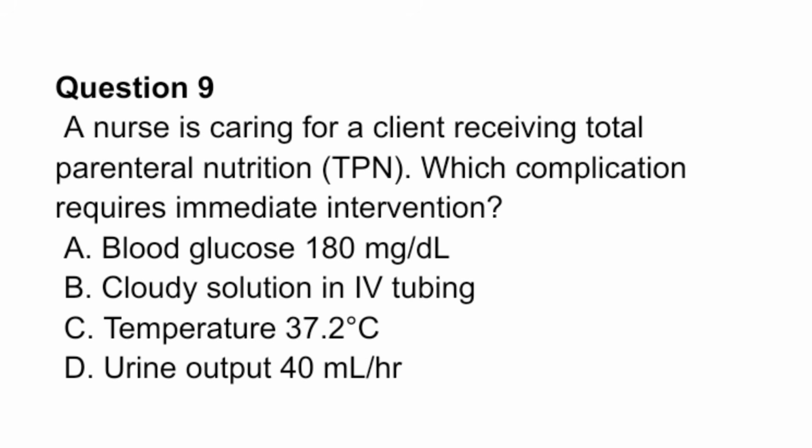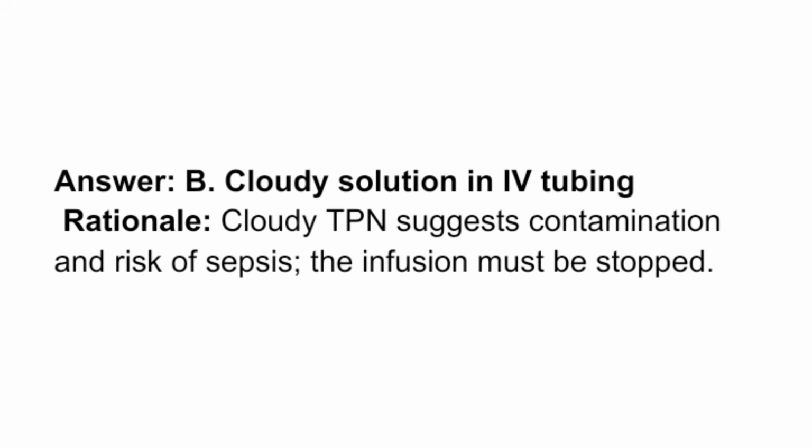Question 9. A nurse is caring for a client receiving total parenteral nutrition, TPN. Which complication requires immediate intervention? A. Blood glucose 180 mg per deciliter. B. Cloudy solution in IV tubing. C. Temperature 37.2 degrees Celsius. D. Urine output 40 milliliters per hour. Answer: B. Cloudy solution in IV tubing. Rationale: cloudy TPN suggests contamination and risk of sepsis. The infusion must be stopped.